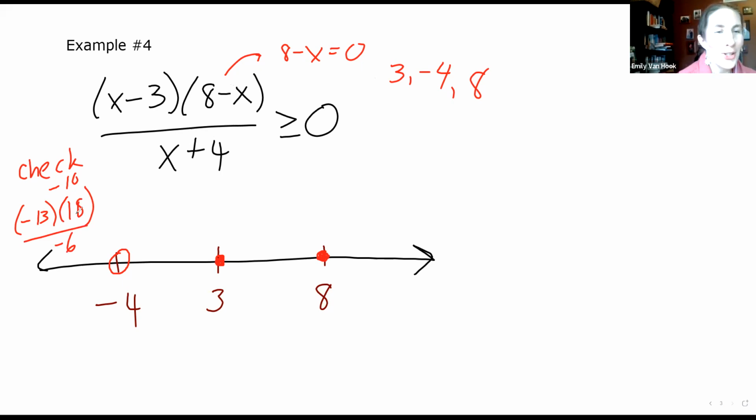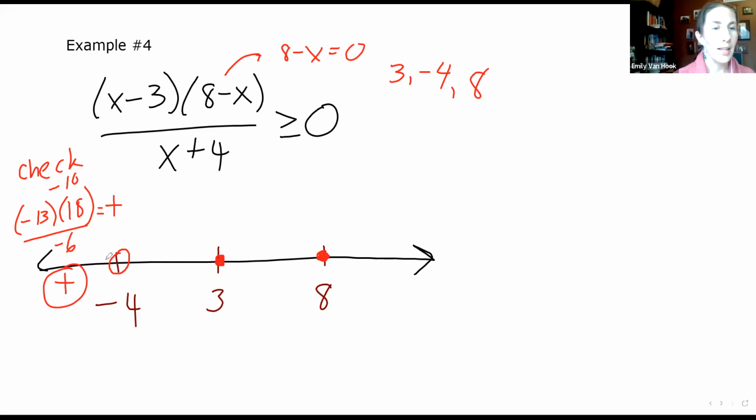So you can use your calculator to figure out the actual number. Remember, we're checking to see whether this is positive or negative. Negative 13 times positive 18 is a negative number. That negative number divided by negative 6 is going to be positive. So we know this is going to be positive, which means this interval will be part of our solution set because we're looking for any values that are greater than or equal to 0, which means positive.